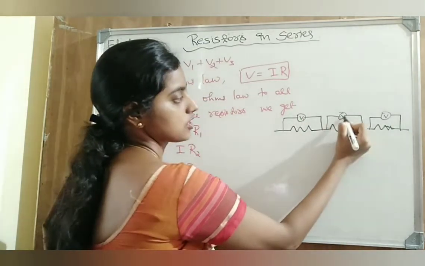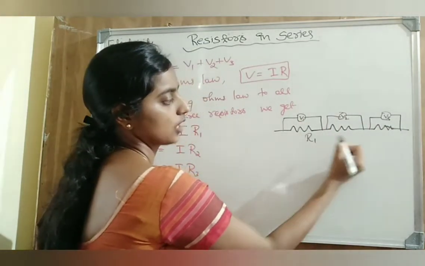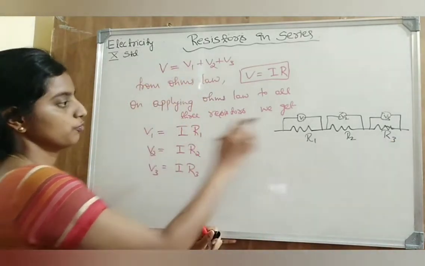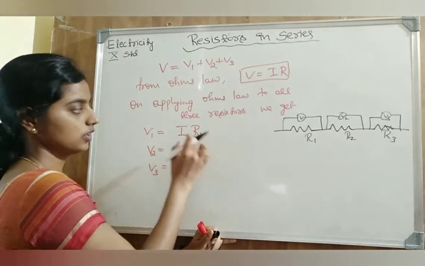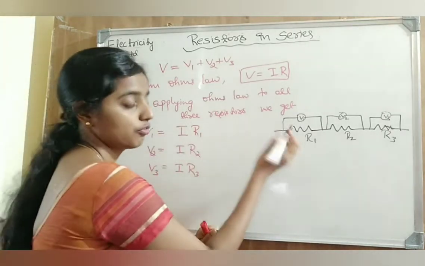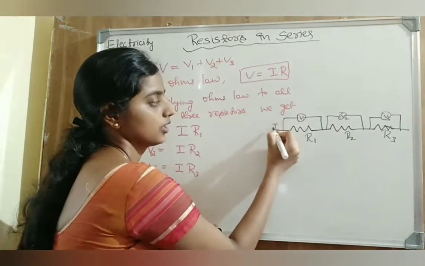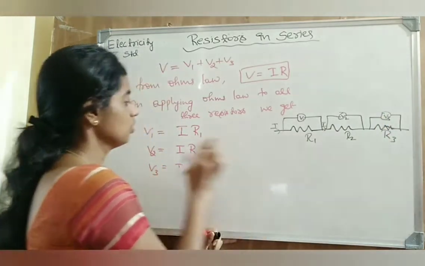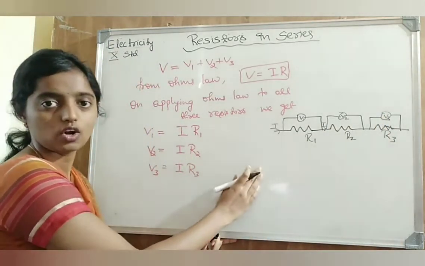This is our V1, this is our V2 and this is our V3. This is R1, R2, R3. We have V1 corresponding to R1. What is that I? We know from the first statement that I will be the same throughout the circuit. So let us take this I as a constant.